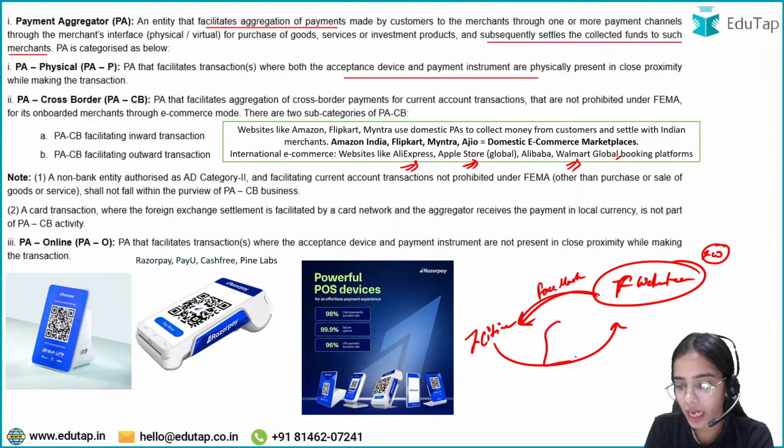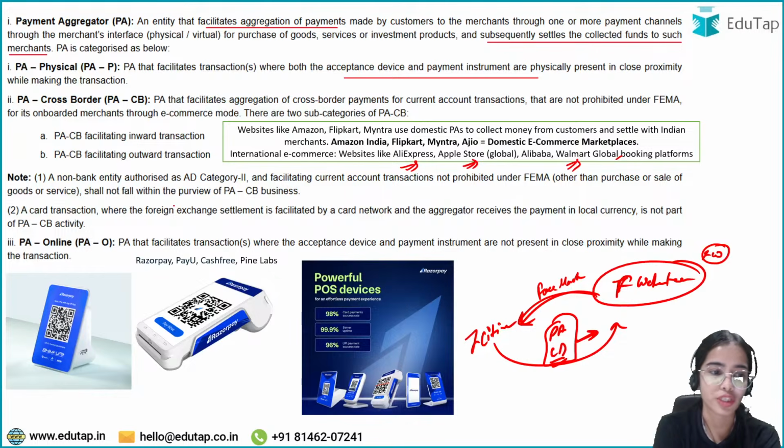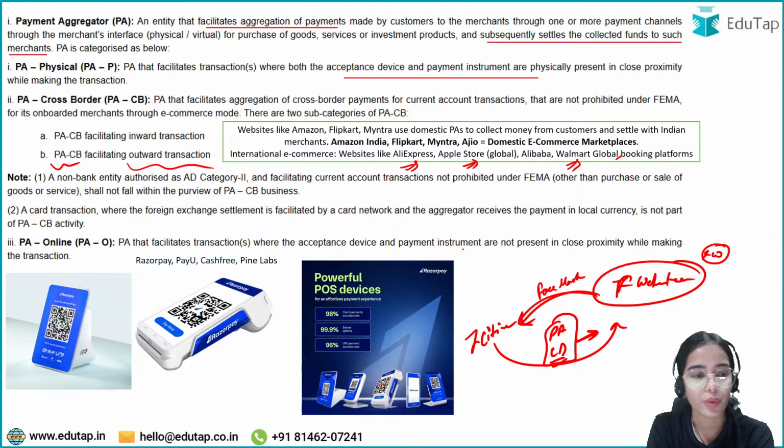Now this happens through the payment aggregator cross-border. Outward, this is the outward transaction. So payment aggregator cross-border, they also facilitate the outward transaction. Okay, so this is the idea.